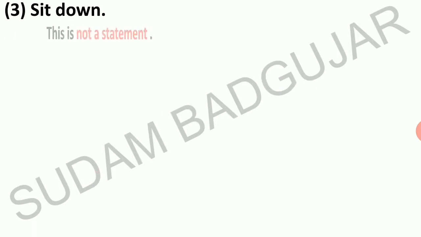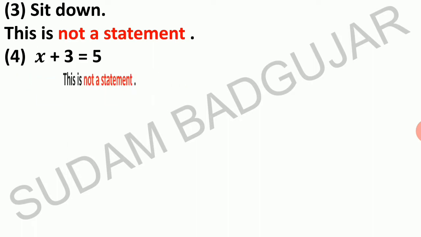Next one is, sit down. It is not a statement. X plus 3 is equal to 5. See the question, example number 4. X plus 3 is equal to 5. This is an open sentence because x is unknown here. Suppose we consider x is 2, then it is true, means 2 plus 3 is 5. But if x is any number except 2, then it is false. So this is an open sentence, hence it is not a statement.